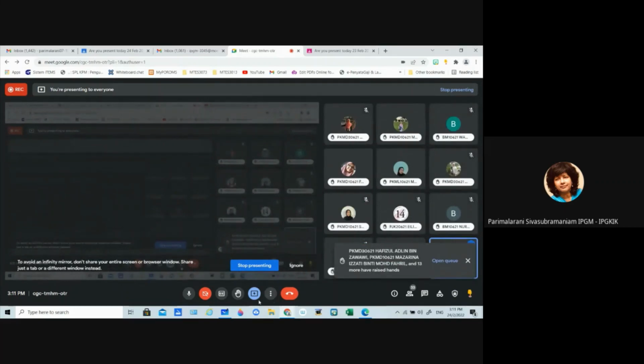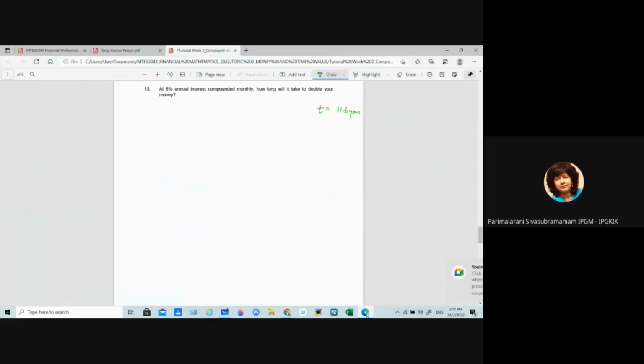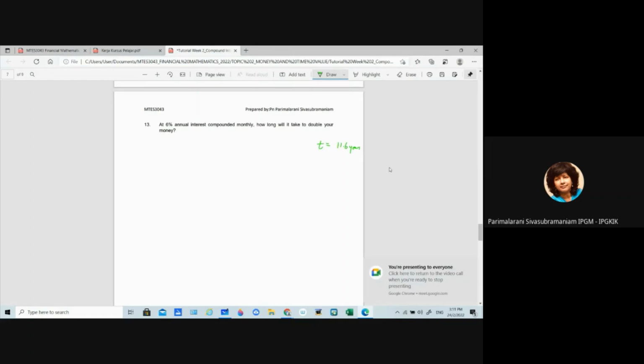Okay, let's go back to this kind of question. Sometimes you will see "how long will it take to triple your money?" So it depends. If you start with 50 ringgit, they're asking how long it will take for your money to become 100. If you start with 100 ringgit, how long for it to become 200? If you start with 1,000, how long does it take to become 2,000?